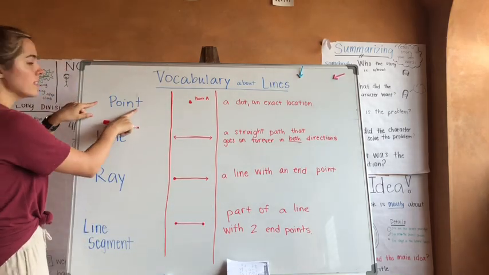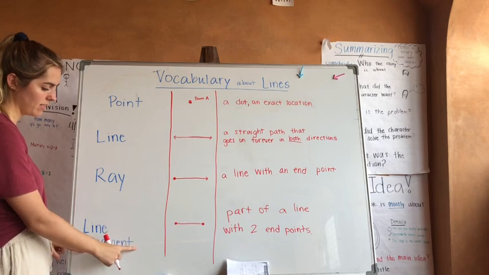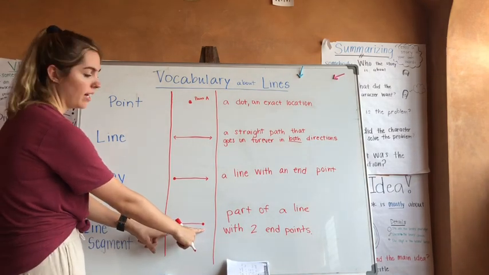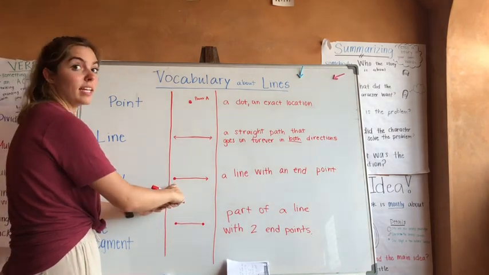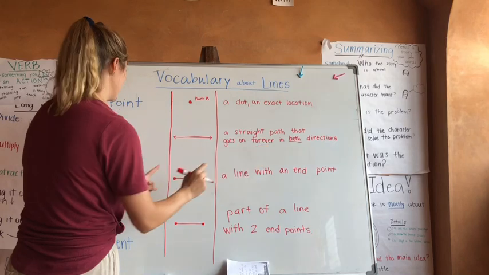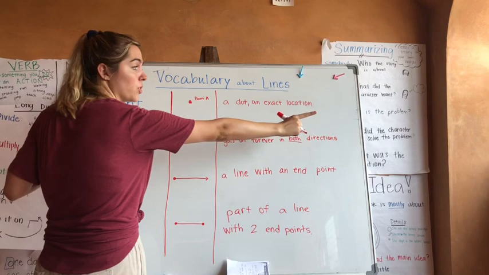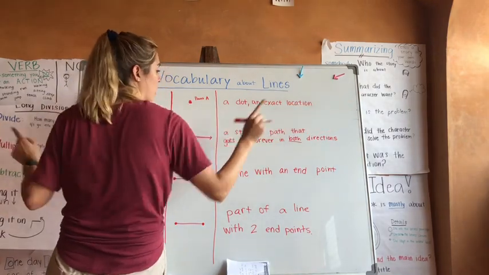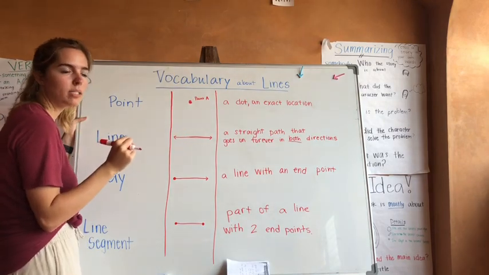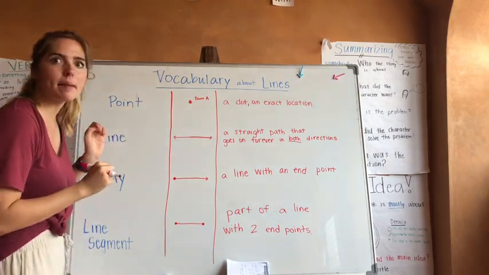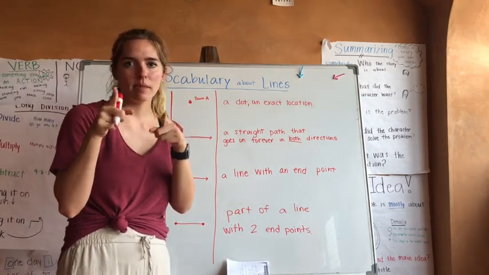Okay, so we have a point, we have a line, we have a ray, and we have a line segment. A line segment is part of a line with two endpoints. A ray has one endpoint and it goes on forever in one direction. A line goes on forever in both directions. It would keep going and going and going. And a point is just a little point on a map or a piece of paper, just like a period. Okay, we'll do some examples in just a second.